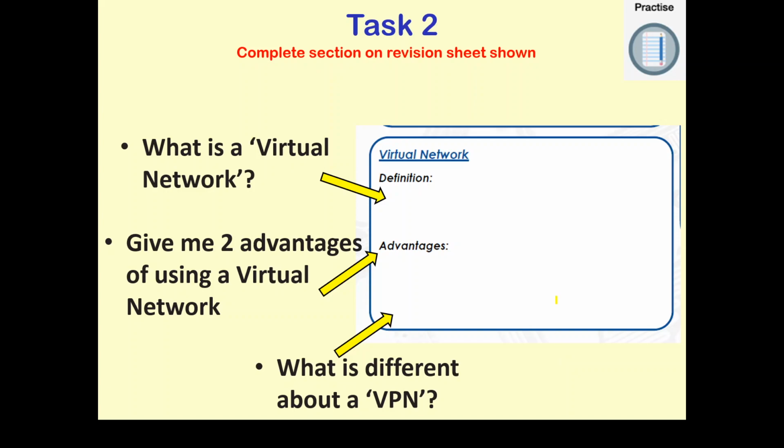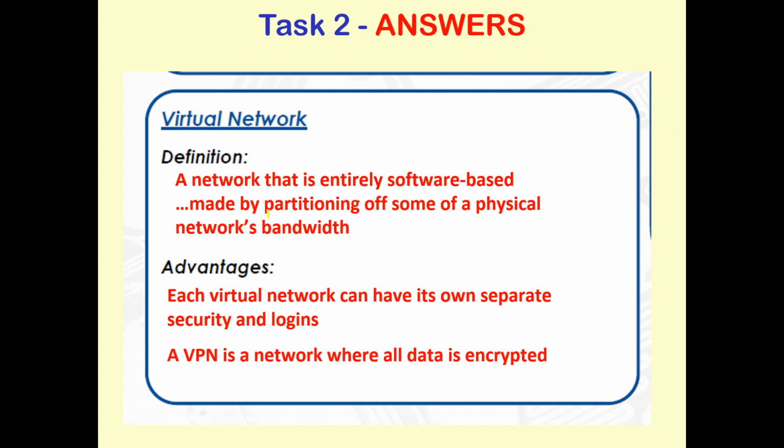Okay, checking your answers. Let's have a look. A virtual network is a network that is entirely software based. It's made using software, and it's made by partitioning or separating off some of the physical network's bandwidth. So it's sharing and separating off some of the bandwidth of the main network to make a virtual network. Each virtual network can have its own separate security and logins. And finally, a VPN is a network where all the data is encrypted. It's encrypted so people cannot see it or read it as it's being transmitted.